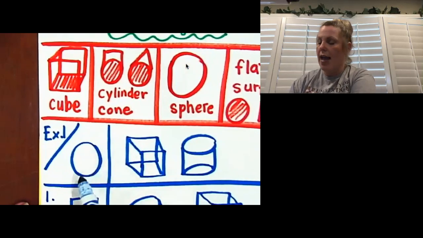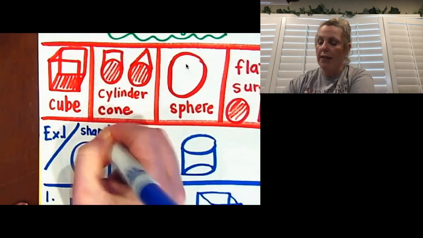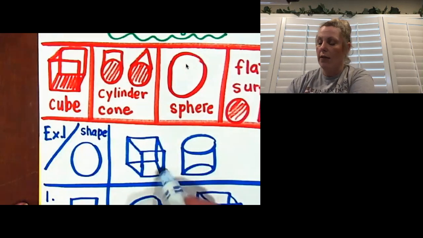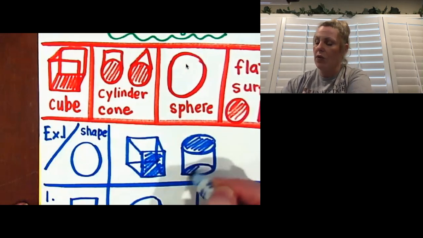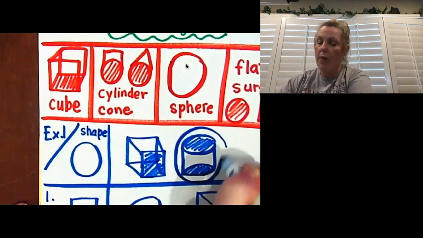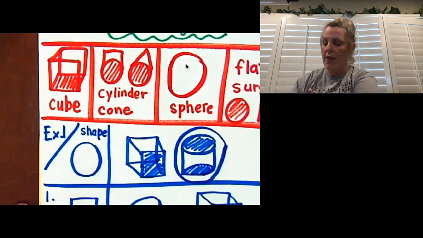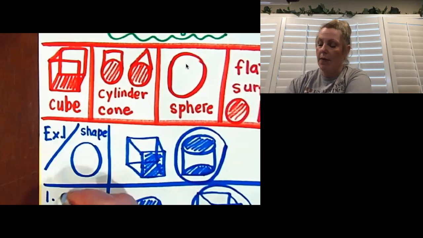Let's look at our first example. This is the shape, it's a circle. Which one of these has a circle? Well, not this, because that flat surface is a square. But our cylinder, yep, it does have a circle. It has a circle on top and a circle on the bottom. So that is going to be the same as the shape. Let's look at the square shape. Well, on the cone, it's a circle. But on the cube, yep, the flat surface is a square.